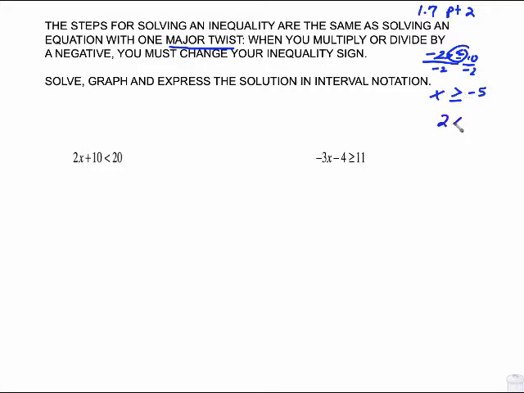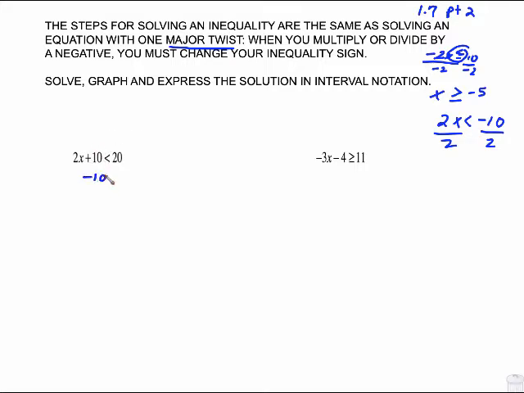If it had 2x less than negative 10, we are not going to divide by a negative. Yes, there's a negative in the problem, but it's the dividing by a negative. We're dividing by a positive. We don't make any changes. So let's take a look at some simple examples.